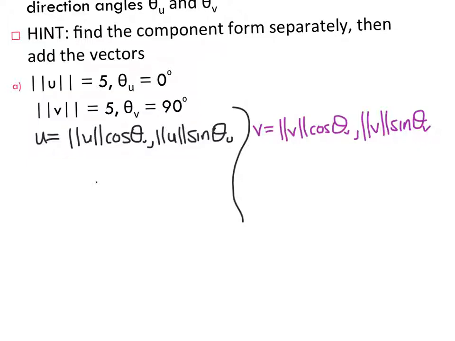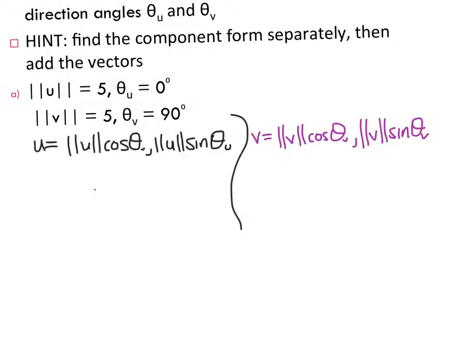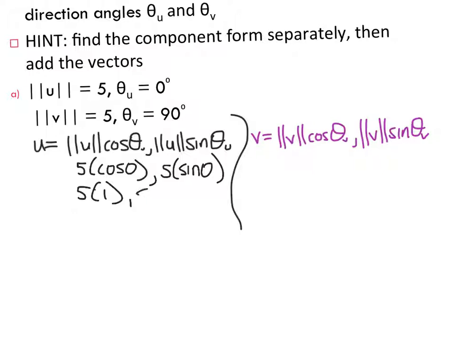All right, so we were given all the individual parts, right? The magnitude of u, which is 5, times the cosine of theta u, which in this case is 0 degrees. And then 5 again times the sine of 0 degrees. So at 0 degrees, what's your coordinate point there? What's the x? 1, and the y is 0. So this would be 5 times 1, and then 5 times 0. So I'd get 5, 0 as the component form of u.